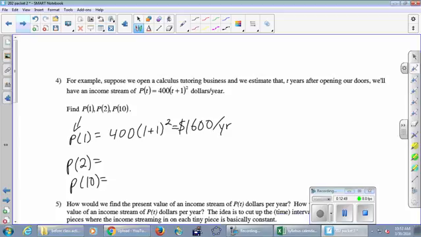P of 2. And then P of 10. What is it? What's P of 10? All right, business is booming. That's fantastic. So what does it mean? Does it mean in the first year we made $1,600?